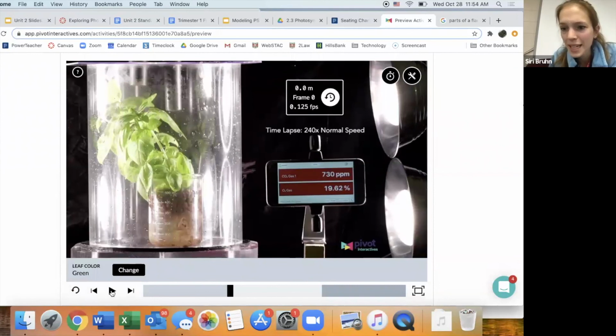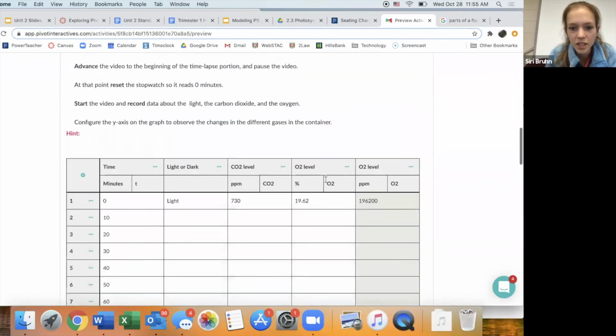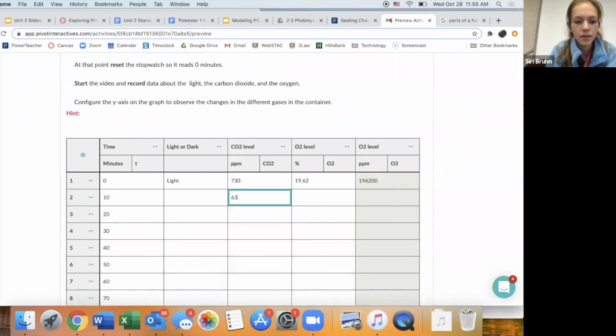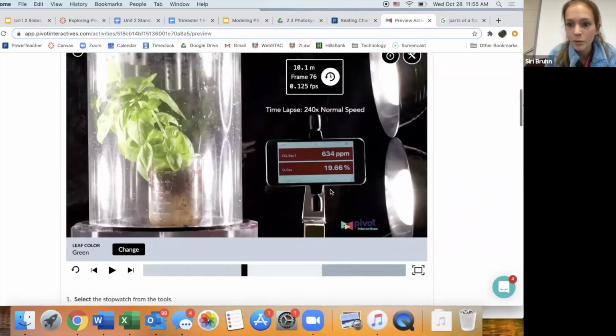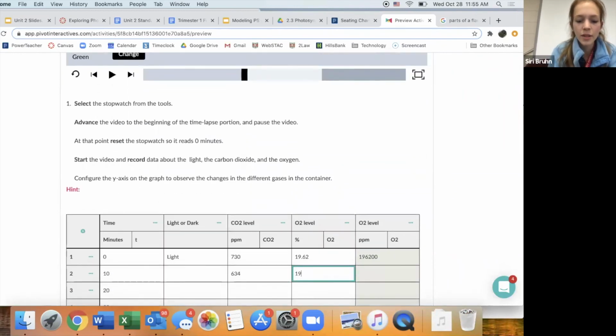And then as soon as I have my initial data, I can advance the video until my stopwatch shows 10 minutes. Now, does it need to be perfect? No. You just get it kind of close. Science is not perfect. So at 10.1 minutes, I now have a carbon dioxide concentration of 634 and an oxygen concentration of 19.66. Now you might be noticing that it looks like the carbon dioxide changed a whole lot more than the oxygen did. But notice that we're in different units. So we're not looking at the same unit, so we can't quite make a direct comparison.